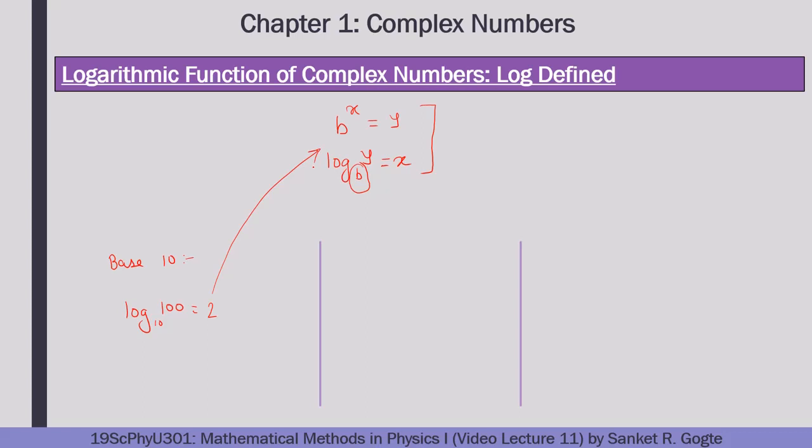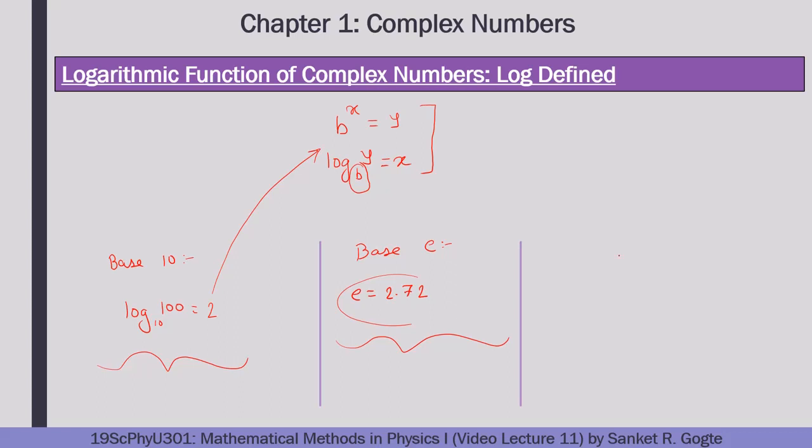Another important base which is frequently used is e, where e is equal to this real number 2.72. Base 10 is important because we have been using the decimal number system since a long period. Base e comes into picture when we consider calculus. This e, this number, has a special place in calculus. I encourage you to find out why it is so important.